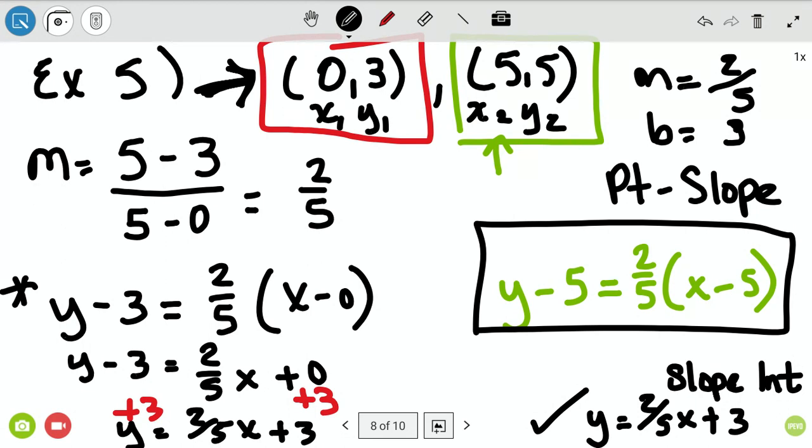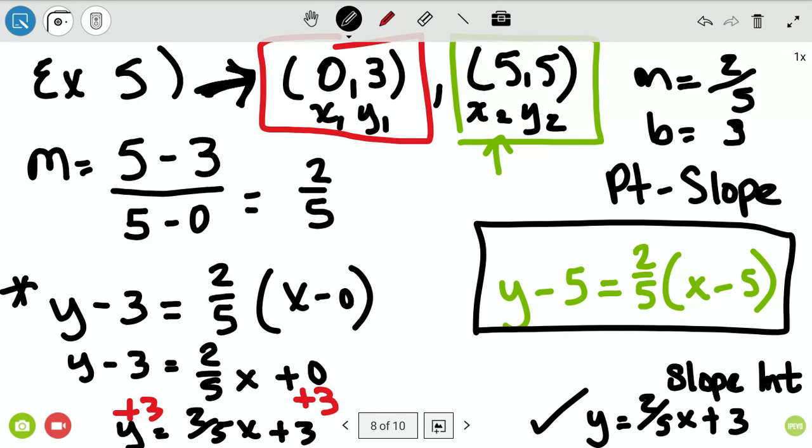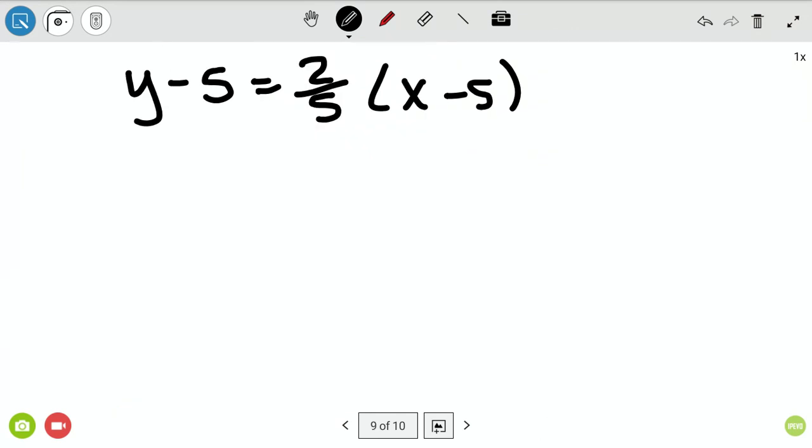Okay. And if we used this one, I'm going to go over to a new screen here. So we got y minus 5 equals 2/5 x minus 5, right? That was what it was when we used the other point. So what if we wanted to use this point to get it in y equals mx plus b? Well, same thing. We're still going to distribute, right? And we get y minus 5 equals 2/5 x.